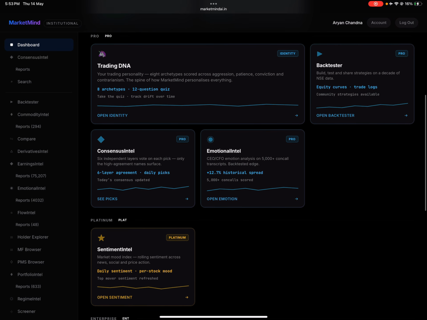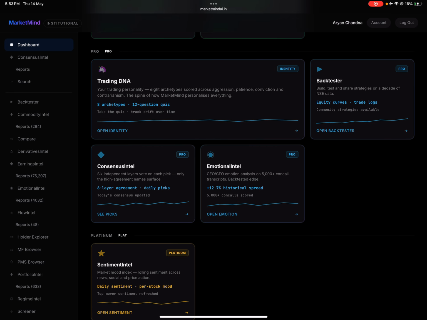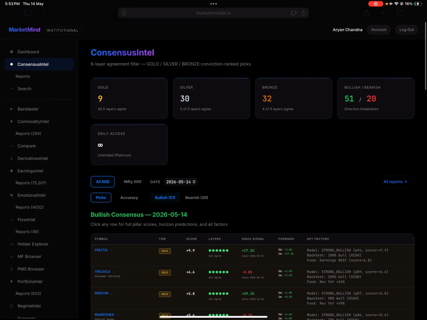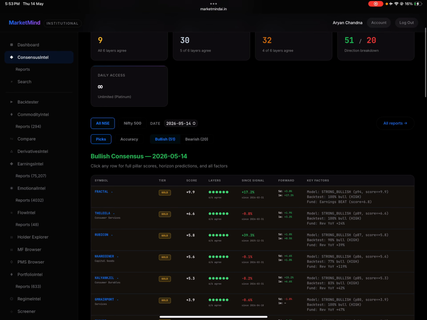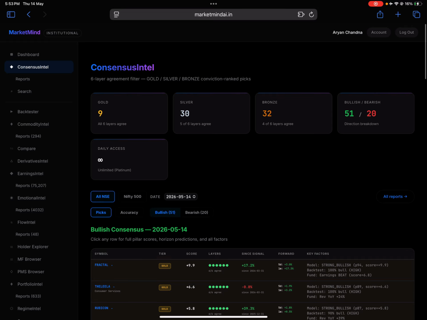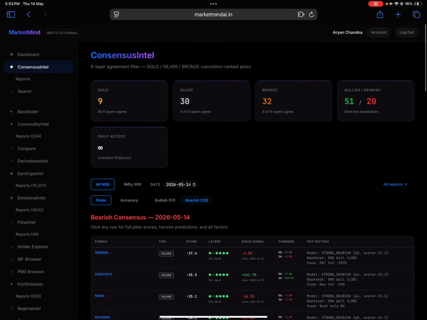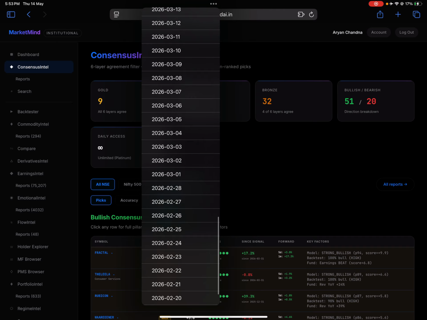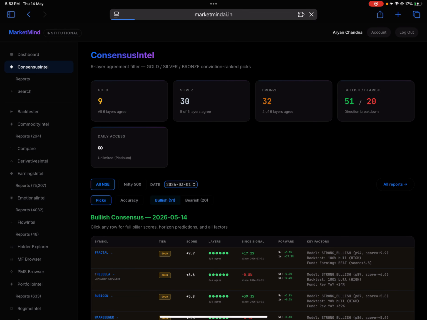Consensus intel, this one I might dive into to show you some of the actual calls, because this is really interesting in what it does. These ones are the latest ones, bullish, and you can from the top here look at the bearish ones as well. In total, you'll see there's only 70 stocks combined, bullish and bearish, out of the 2100. So it's really a picky system, but when it does pick stocks, let me show you beginning of March.